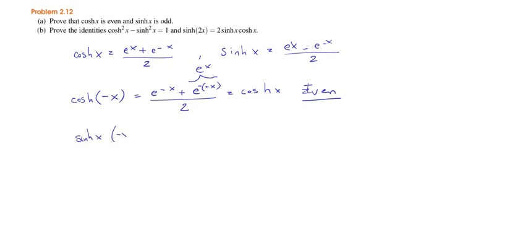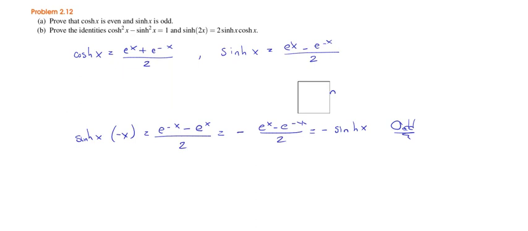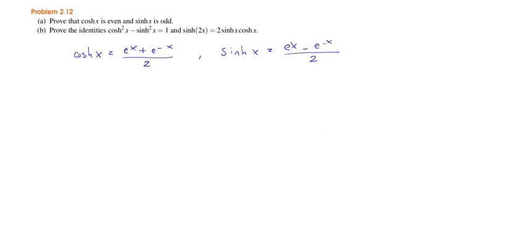and let's do the same with the hyperbolic sine. This is e to the minus x minus e to the x, as we have seen now, and this is just minus e to the x minus e to the minus x over 2, or in other words minus the hyperbolic sine of x, which means that the hyperbolic sine is odd. Okay, it's a really easy application of the definitions.